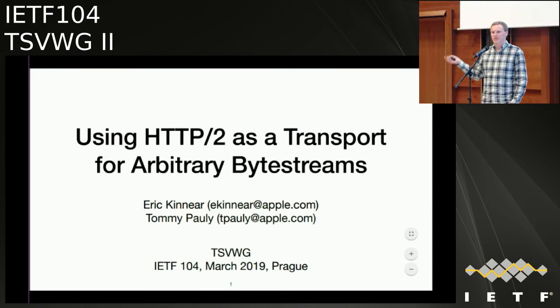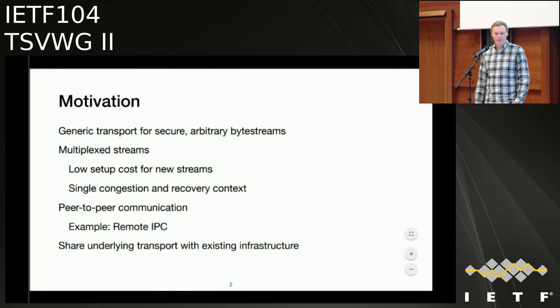I've got some questions of how much we address different topics and different potential issues and how those apply. In terms of motivation, we're looking to have a generic transport for secure arbitrary byte streams. We want to do that over multiplexed streams on a single underlying transport connection. There's a number of ways to do that. QUIC is going to be one of the future ways to do that. But we also want to be able to do that over TLS and TCP in a way that looks like something that actually gets across the internet.